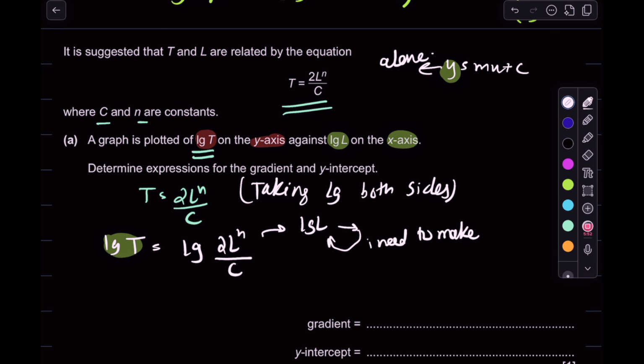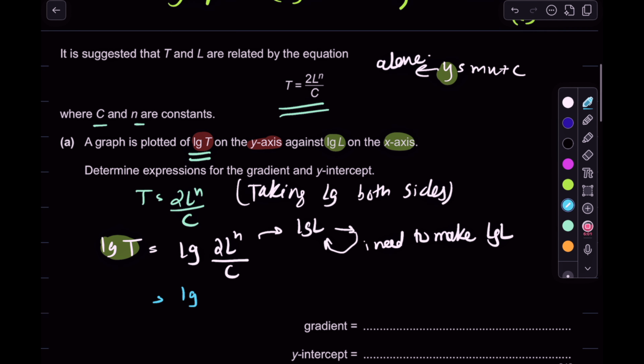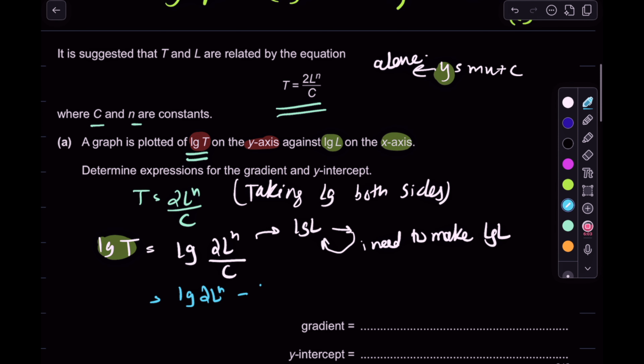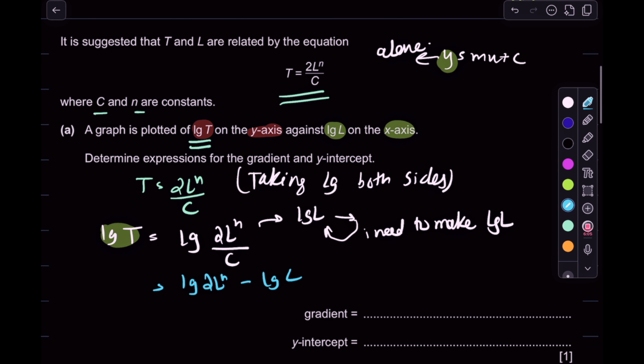And how will I do that? I can do that by applying the quotient rule. So lg 2L raised to the power of n negative lg c. It is not clearly expressed, but I can apply the power rule or product rule here. So it becomes lg 2 plus lg L^n negative lg c.